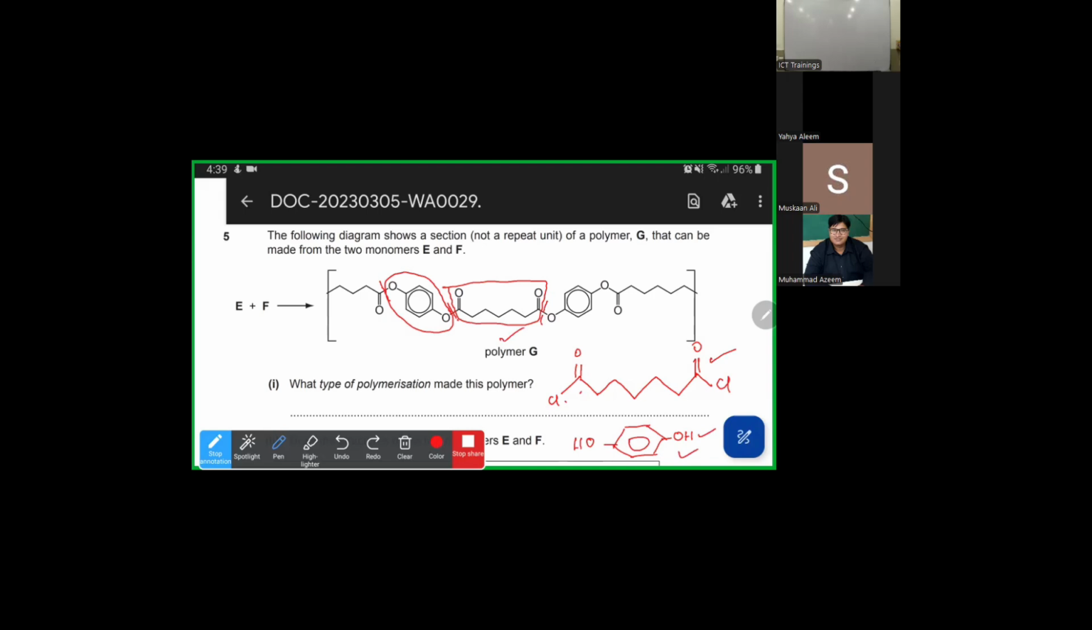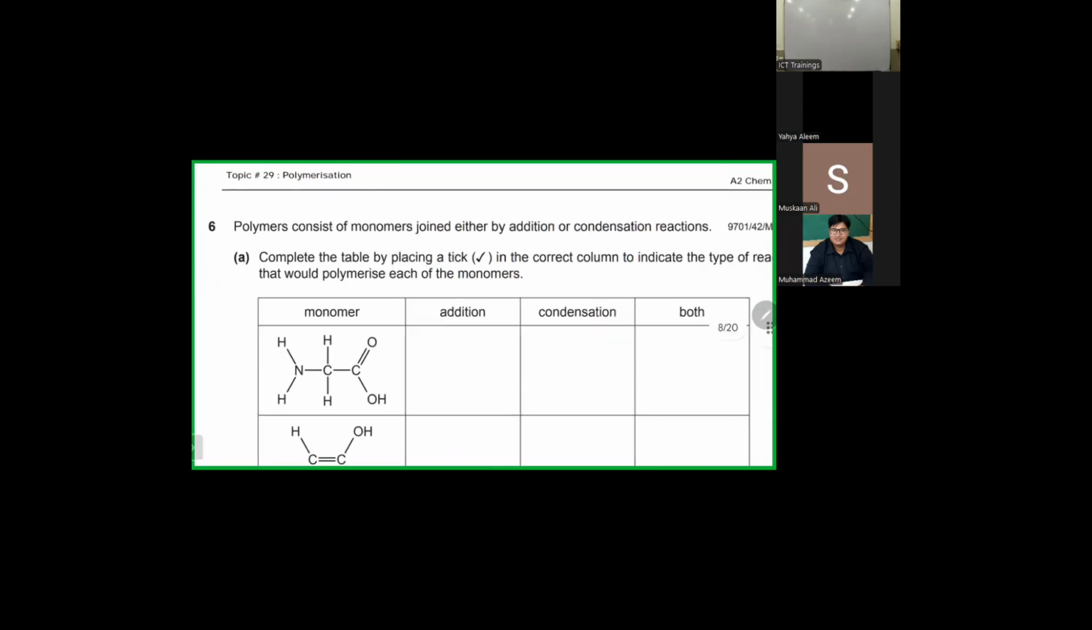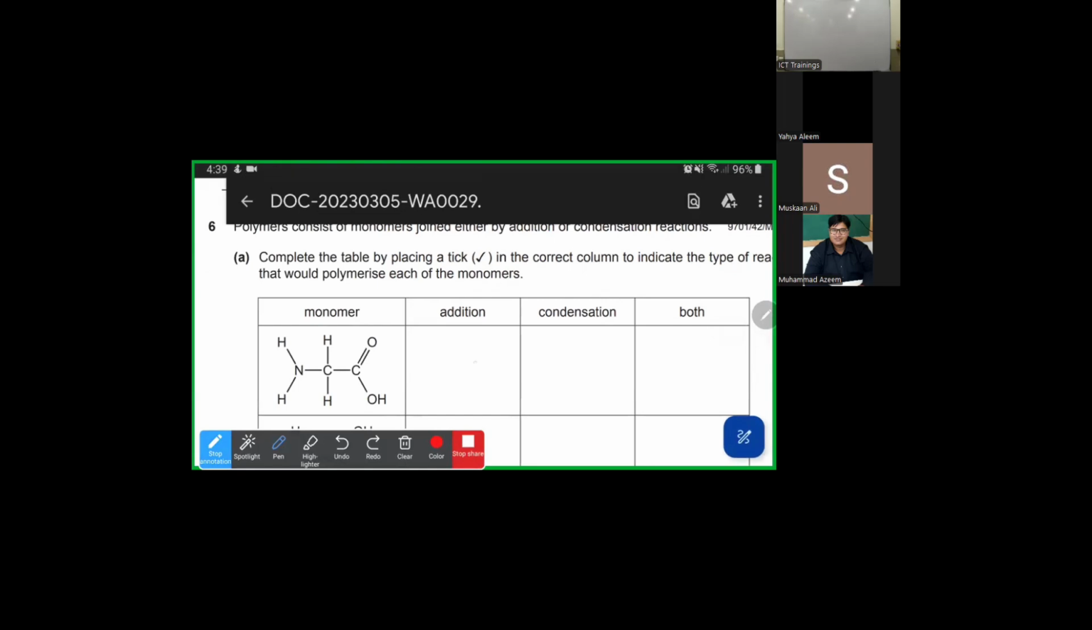Yes, sir. Okay, have a look at this one. This is the monomer. So what polymer can this make? It has the carboxylic acid group on one side and the NH2 group on the other side. So it means it can form the condensation polymer.